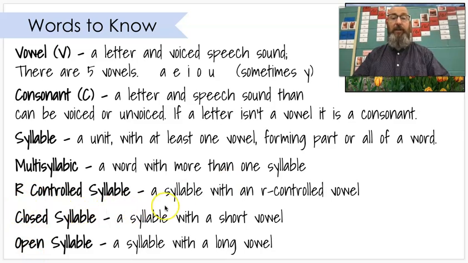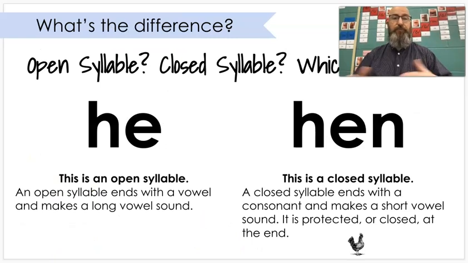One's an R-controlled syllable, and that's a syllable with an R-controlled vowel in it. A-R, I-R, E-R, U-R, O-R will be R-controlled vowels. Then we have a closed syllable, and that's a syllable with a short vowel. And an open syllable is a syllable with a long vowel. And I always like to review the difference in an open and closed syllable because that can be confusing sometimes. An open syllable ends with a vowel, not with a consonant, and it makes the long vowel sound.